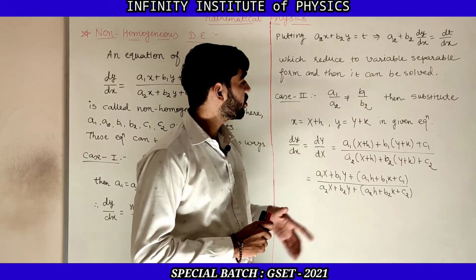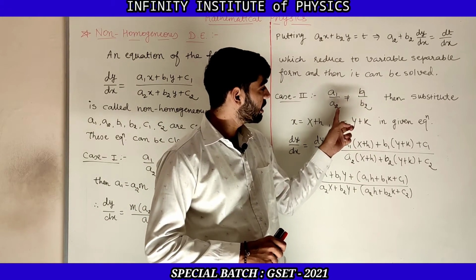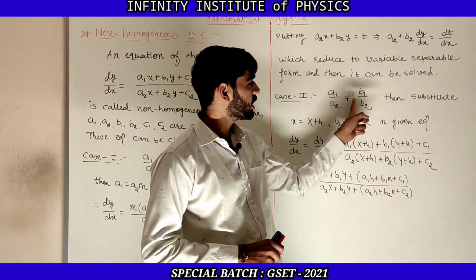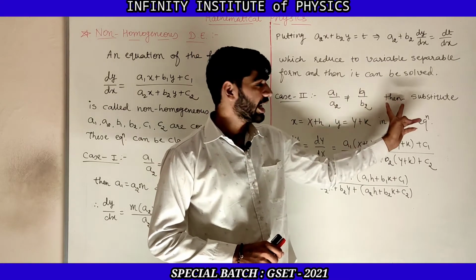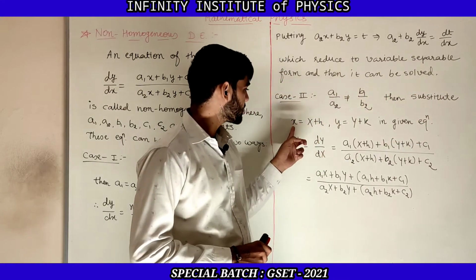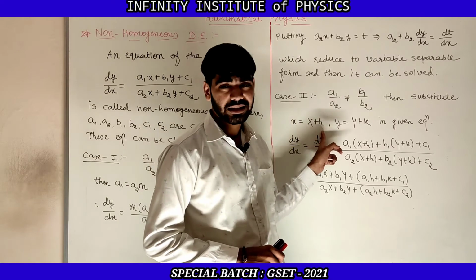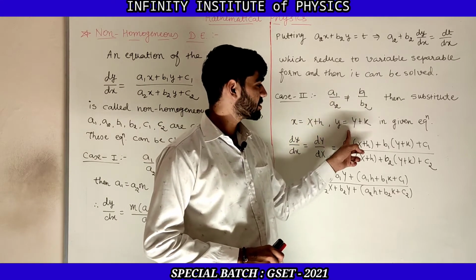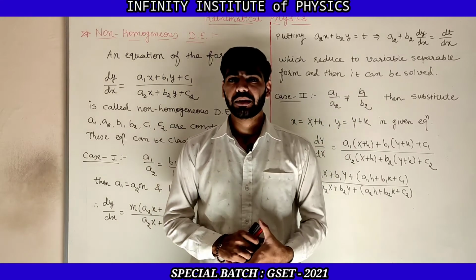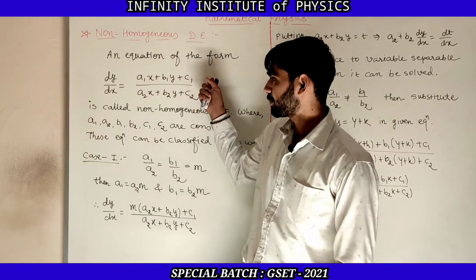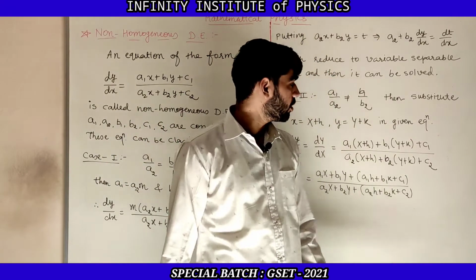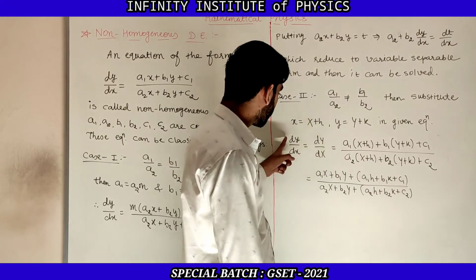So if we don't have the ratio equal, that means a1 by a2 is not equal to b1 by b2, then we need to substitute small x is equal to capital X plus h and small y is equal to capital Y plus k in the given differential equation, that means in this equation. And now let us put these values, so dy by dx.